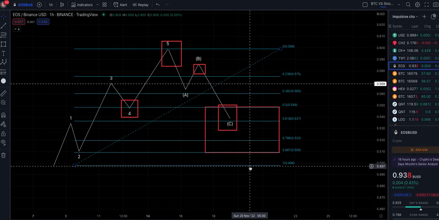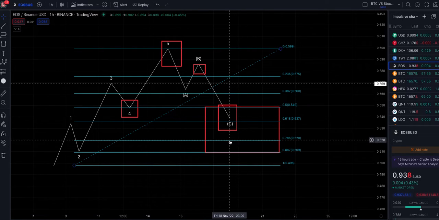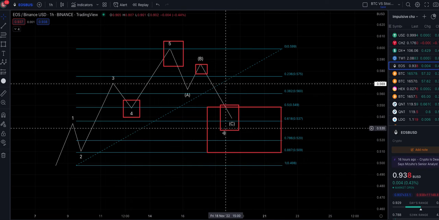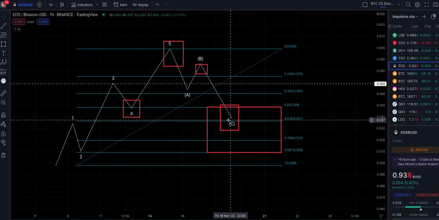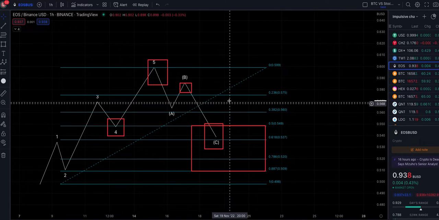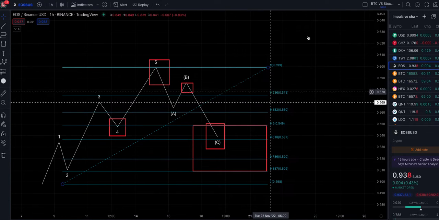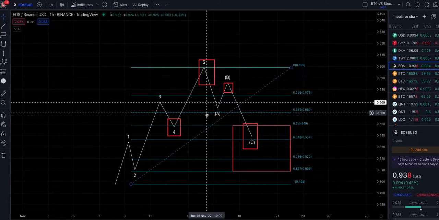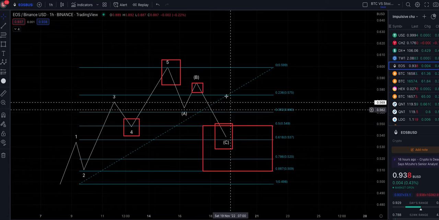So for me, I would probably try and put orders around this area here. Maybe stagger a few orders in here. Hopefully they get pinged before we get another 5 waves to the upside. So that's just to give you guys some general knowledge of the waves.